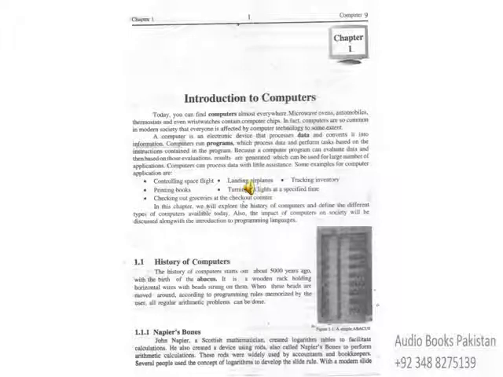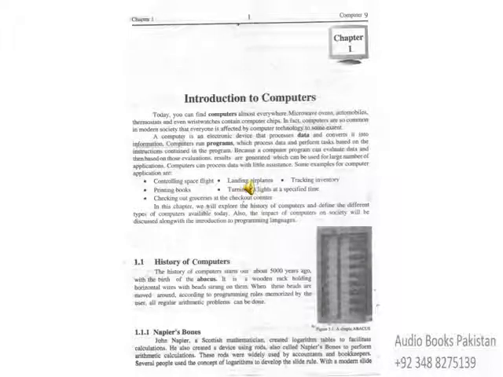A computer is an electronic device that processes data and converts it into information. Computers run programs, which process data and perform tasks based on the instructions contained in the program. Because a computer program can evaluate data and then, based on those evaluations, generate results, it can be used for a large number of applications. Computers can process data with little assistance.